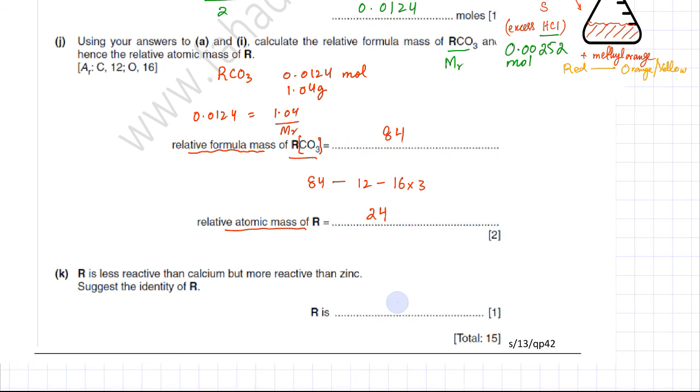The element that we will locate in the periodic table having an AR of 24 is going to be Mg, magnesium. And this information fits exactly with that because Mg is less reactive than calcium. If you look at the reactivity series, Mg is less reactive than calcium and it's more reactive than zinc. If I write down the reactivity series, potassium, sodium, calcium, then there's Mg, then aluminium, then zinc. So Mg over here is less reactive than calcium and it's more reactive than zinc. So the correct answer for this part is going to be magnesium, and that's going to solve your question. We have been able to find the identity of R.